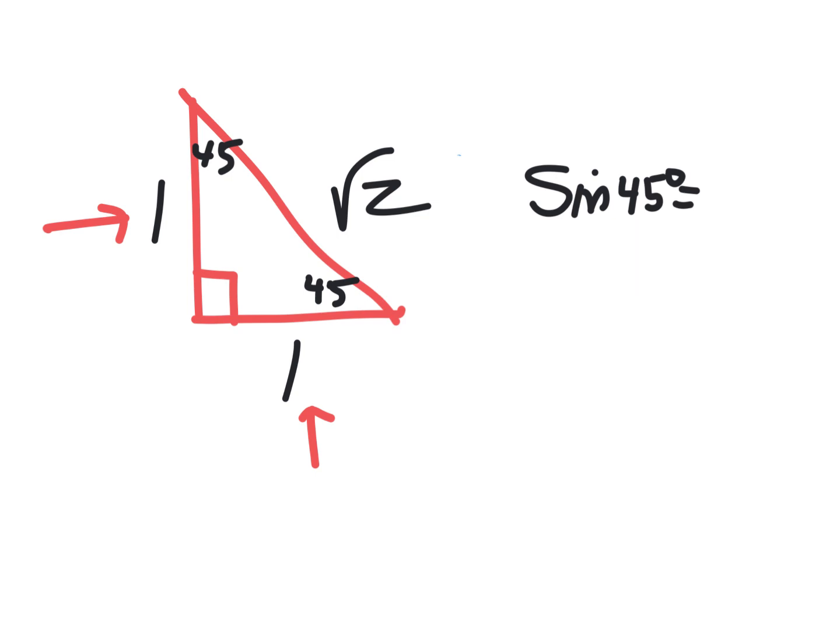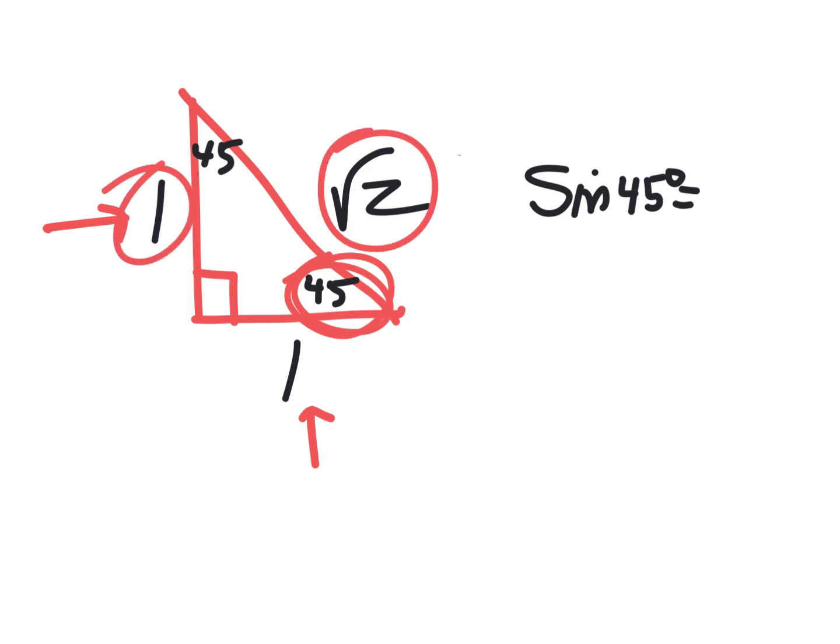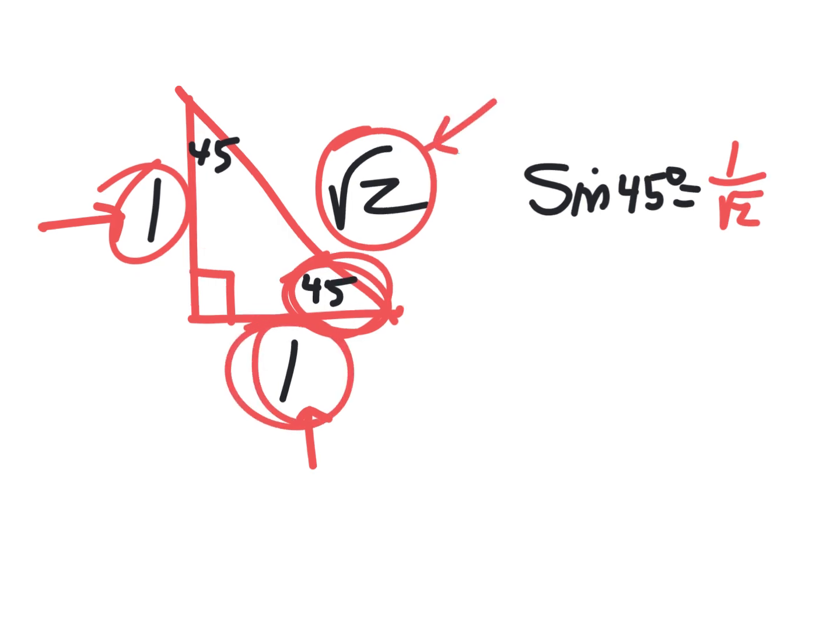All right. Sine is opposite over hypotenuse. Which 45 should I pick though? It doesn't matter. If you do it from this 45, it would be opposite over hypotenuse, which would be 1 over root 2. If you do it from the other one, it's the same exact answer. The opposite would be this one then, over the hypotenuse is root 2. So there it is, either way.